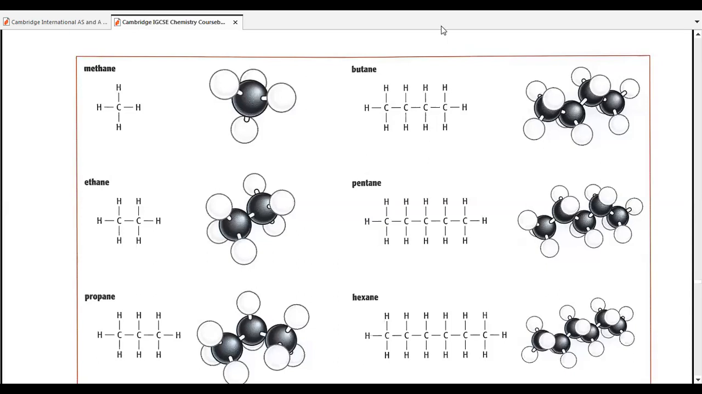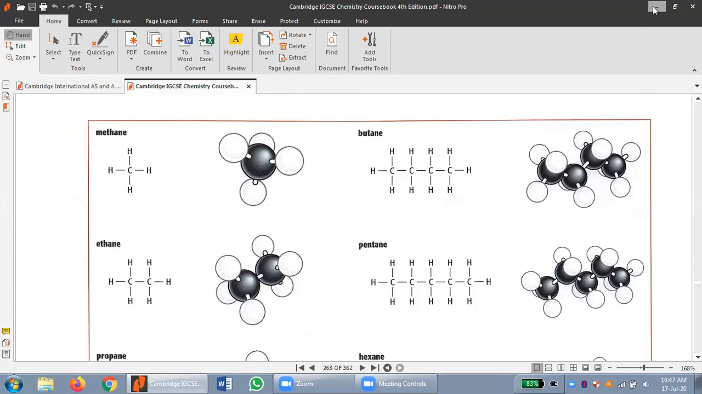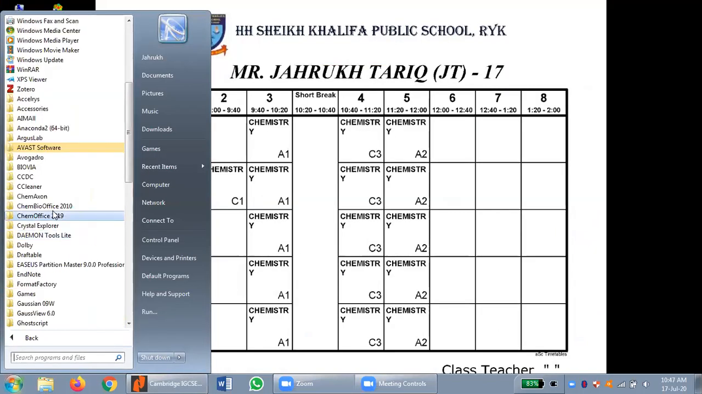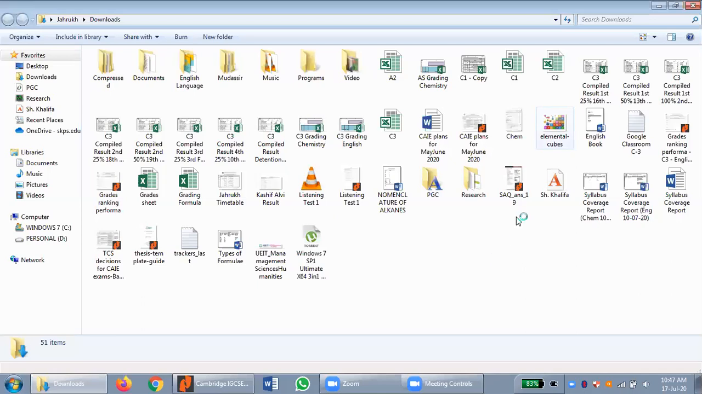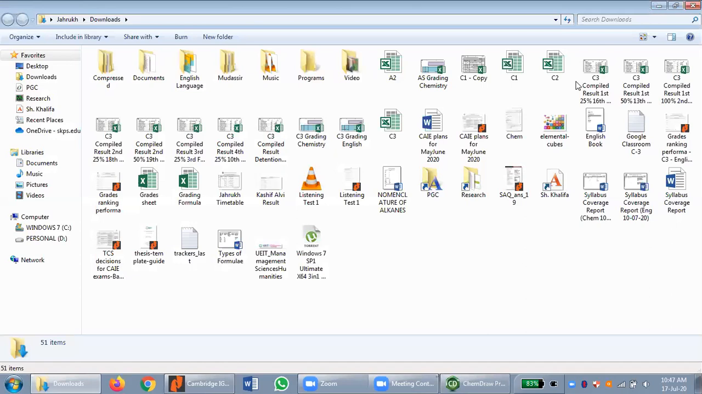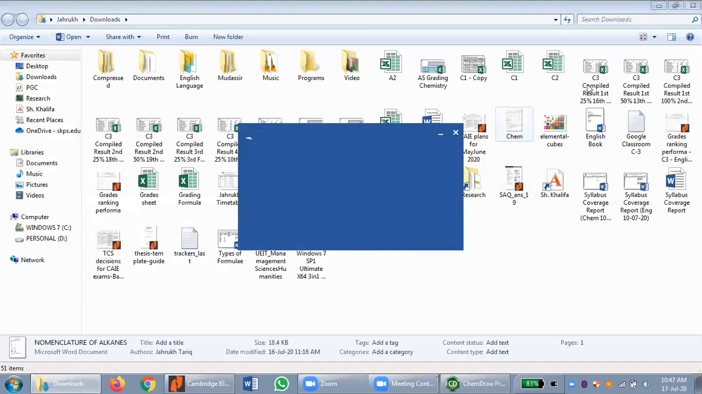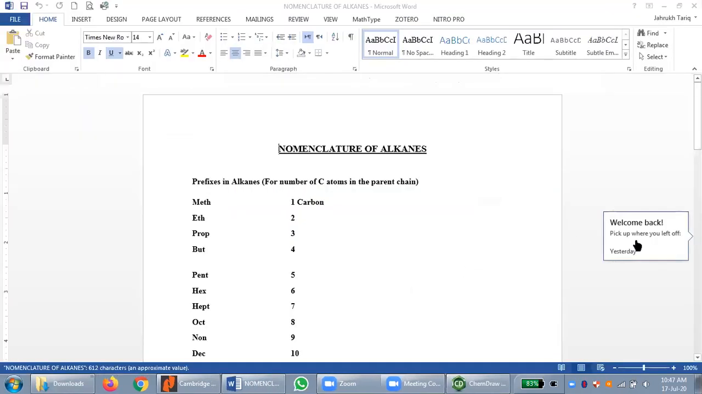Just give me a minute to change the sharing. So what I'm going to do is that I'm going to quickly move to the document where we are supposed to have the structures drawn. And we're going to move to nomenclature of alkanes that we can work it out.